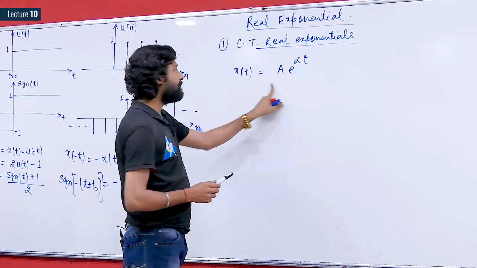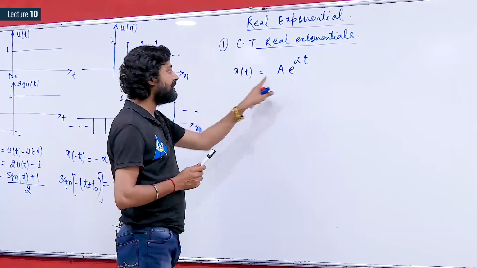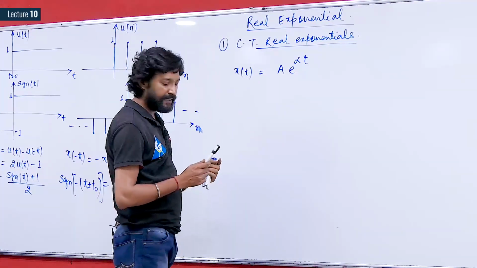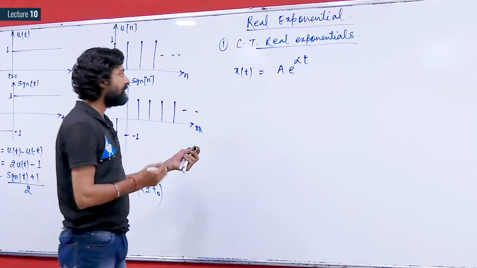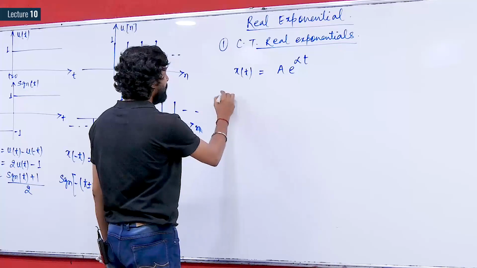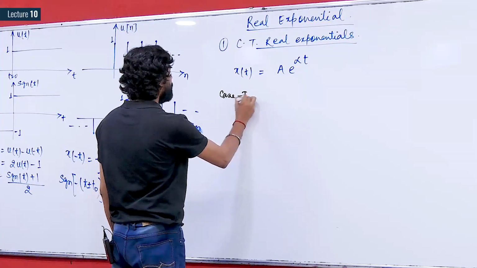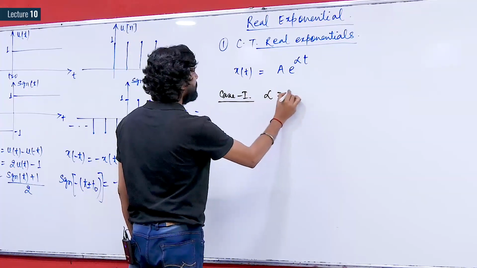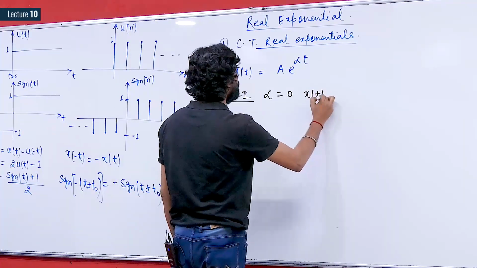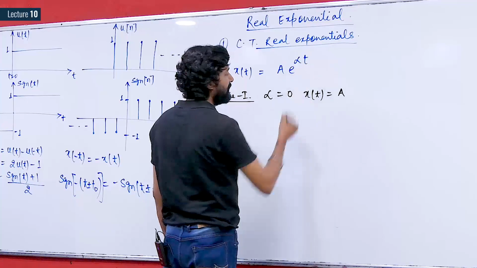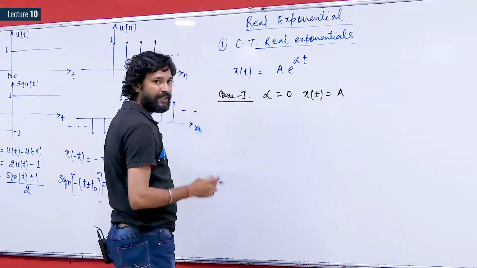So as nothing is mentioned here, we will have to take this signal existing from minus infinity to plus infinity. There are three possible cases in which the signal can exist. If we take case 1, if alpha is 0, then x of t is what? Then x of t is going to be a into e to the power 0, that is 1. So x of t is equal to 1, which is a constant.